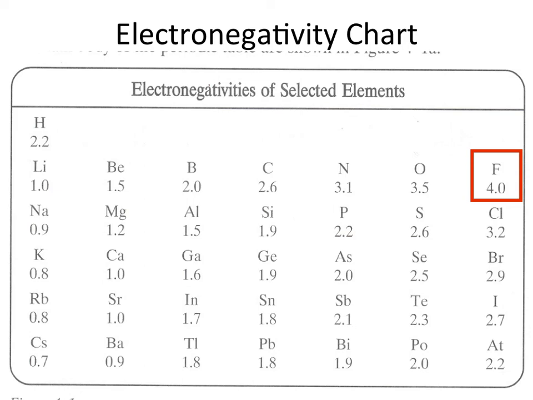So remember, electronegativity is different than electron affinity. Electronegativity refers to the distribution of electrons in bonded structures. Electron affinity is actually the picking up of an electron to form an anion.